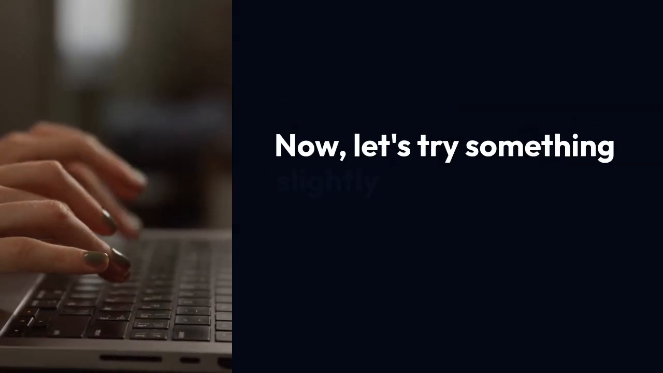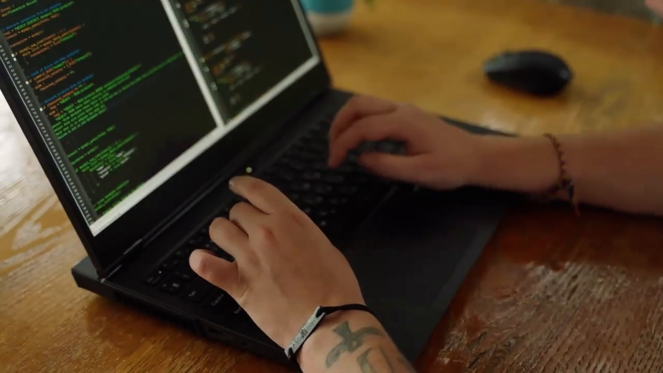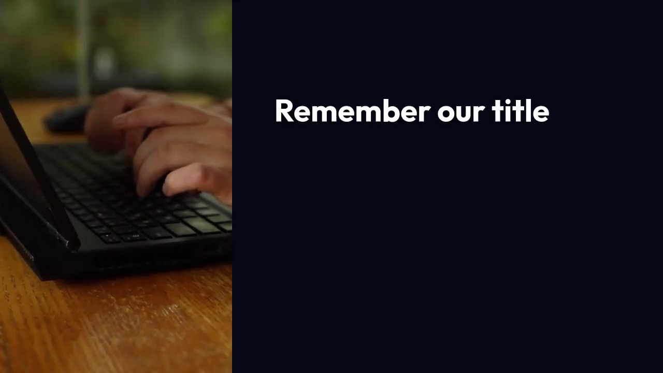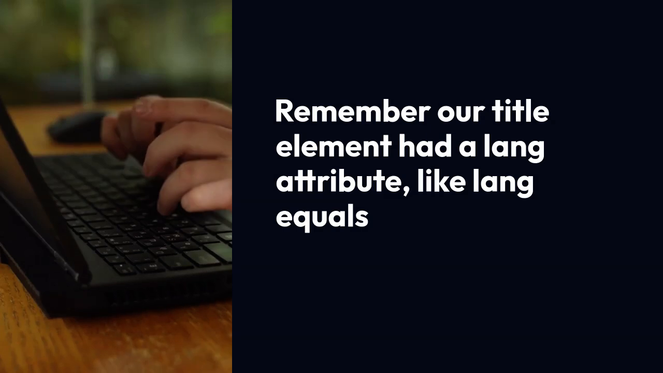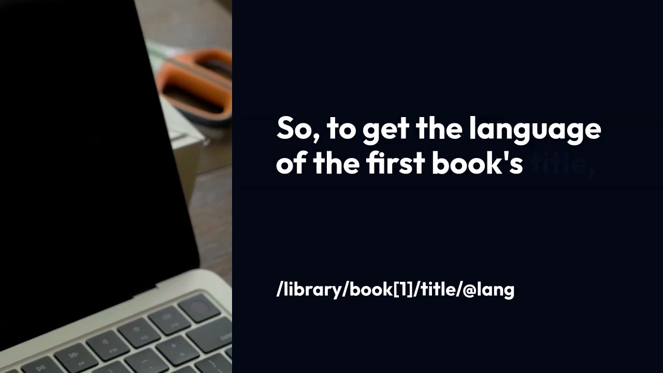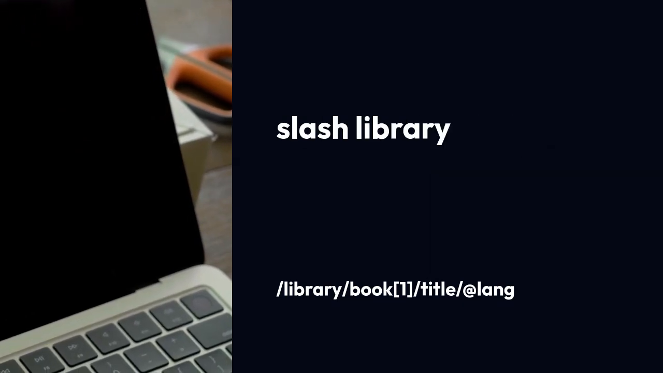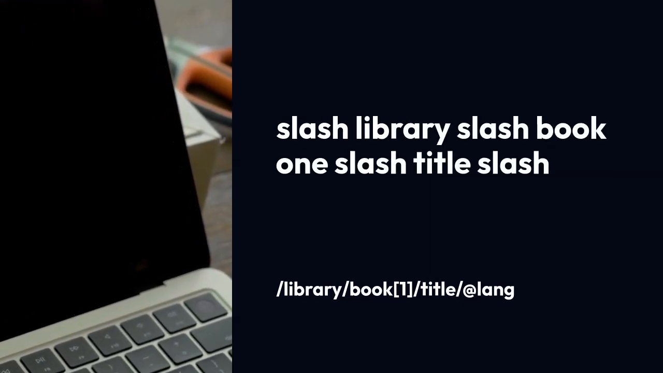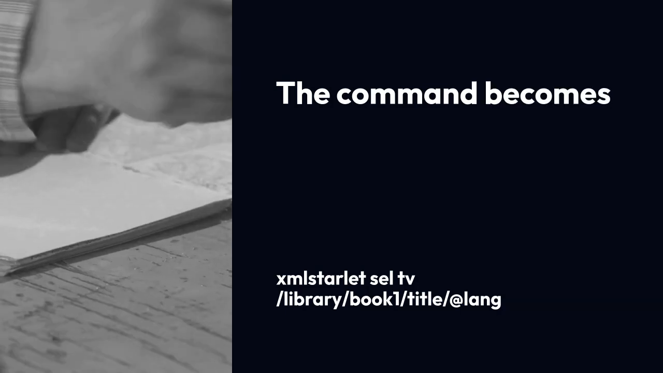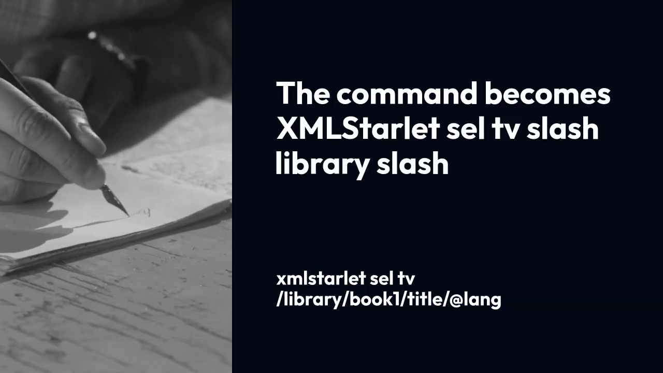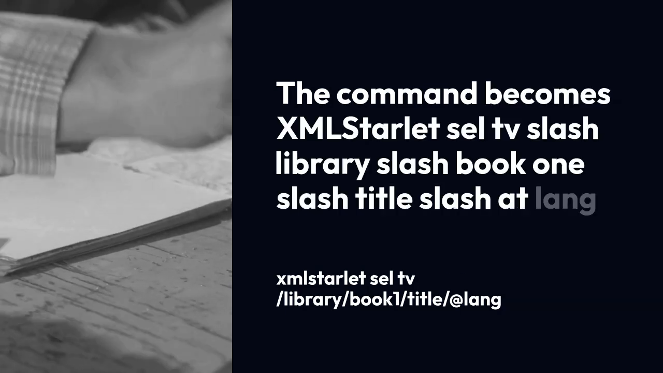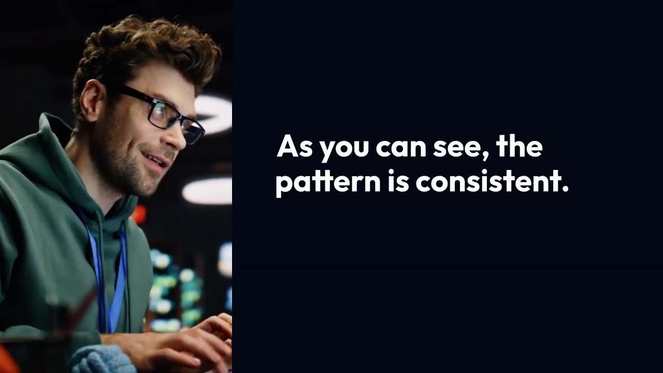Now, let's try something slightly different. What if we want to get the value of an attribute? Remember our title element had a lang attribute, like lang equals en? To select an attribute in XPath, we use the @ symbol. So, to get the language of the first book's title, our XPath would be /library/book[1]/title/@lang. The command becomes xmlstarlet sel -t -v /library/book[1]/title/@lang library.xml. This command will output en, which is the language code. As you can see, the pattern is consistent.